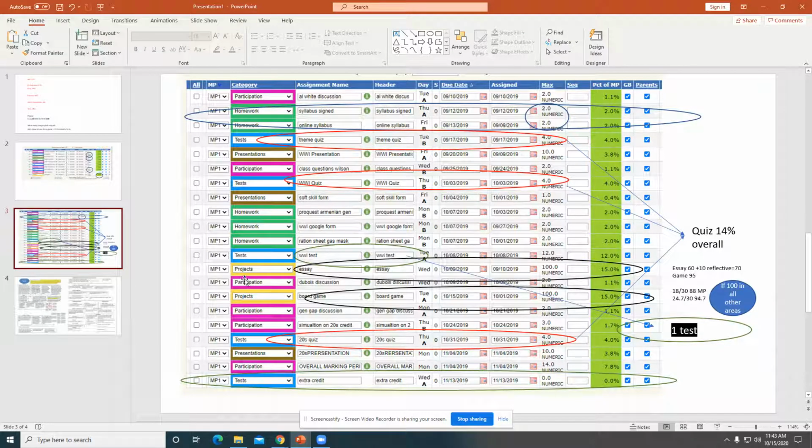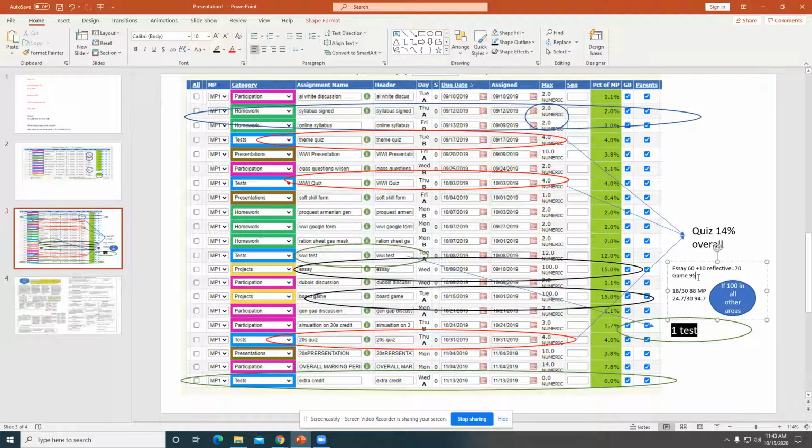If you look at, let's see if we can find their essay. So the yellow is the project. The essay, it's put in at 100 and it's 15%. And then where's that board game? Oh, the other one, board game, 100%, 15.